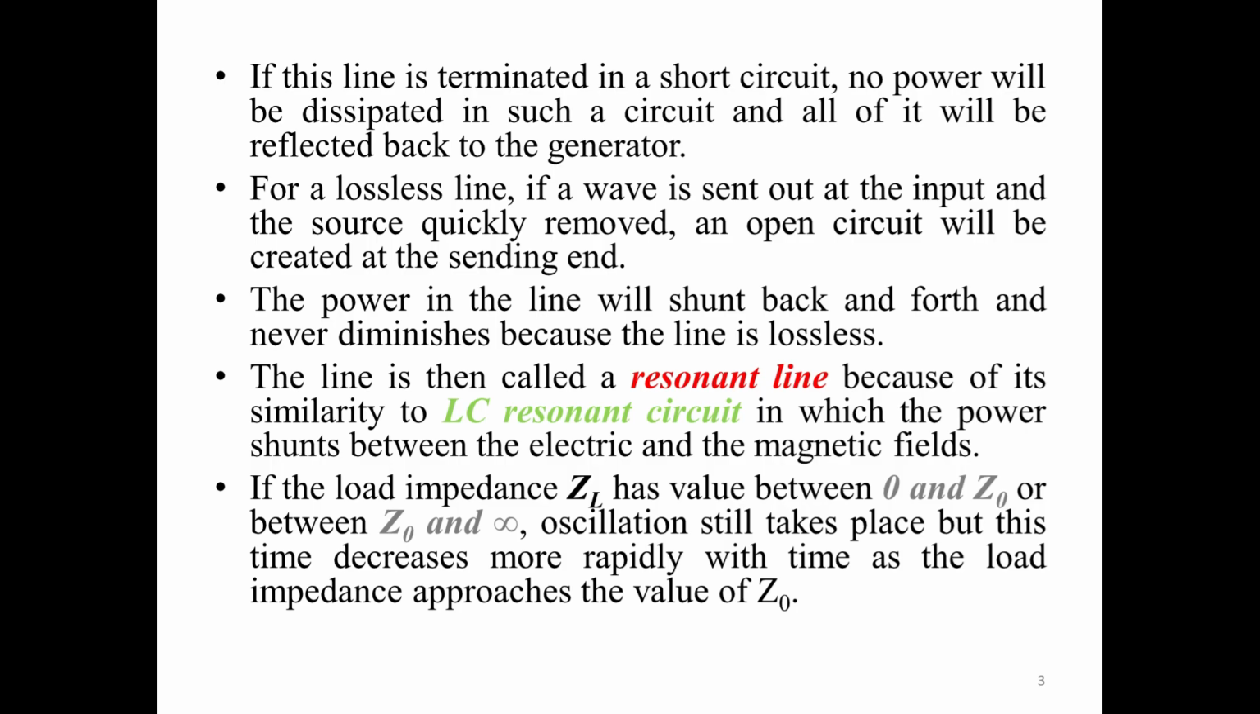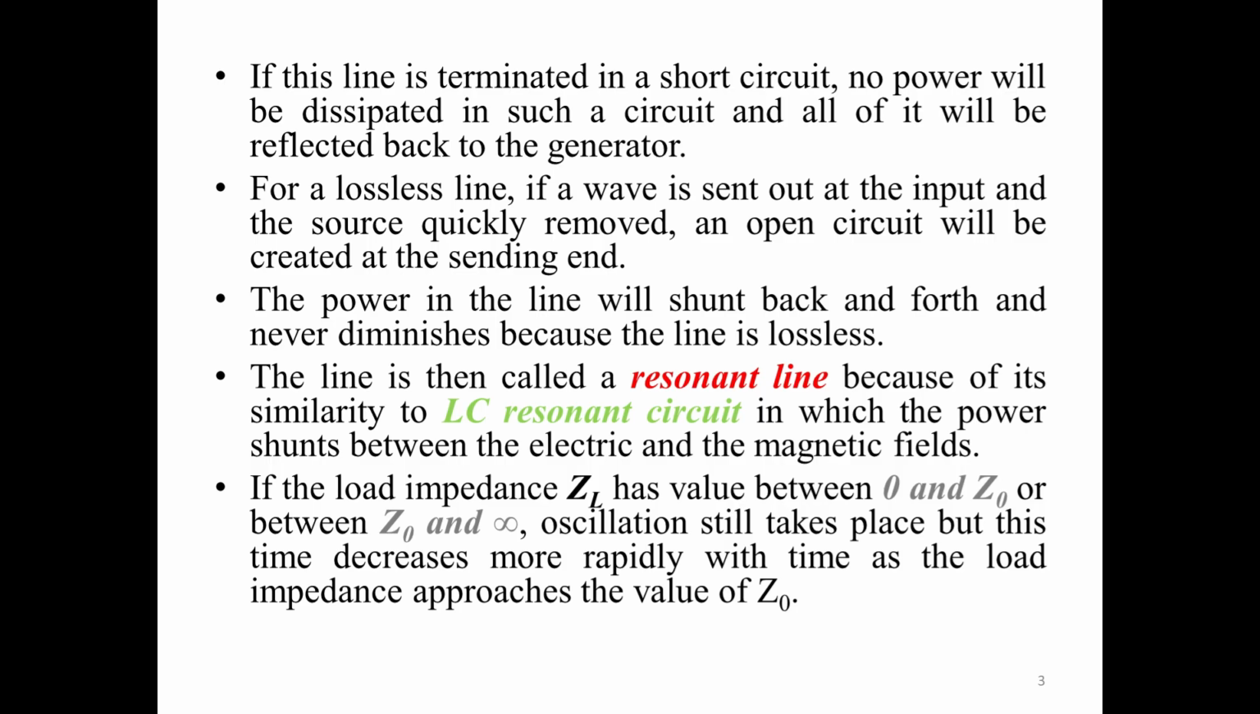For a lossless line, if a wave is sent out at the input and the source quickly removed, an open circuit will be created at the sending end. The power in the line will shunt back and forth and never diminishes because the line is lossless. The line is then called a resonant line because of its similarity to an LC resonant circuit, in which the power shunts between the electric and the magnetic field.